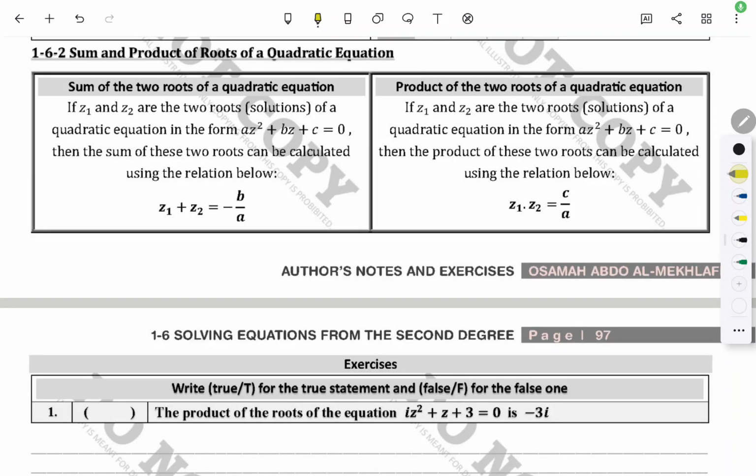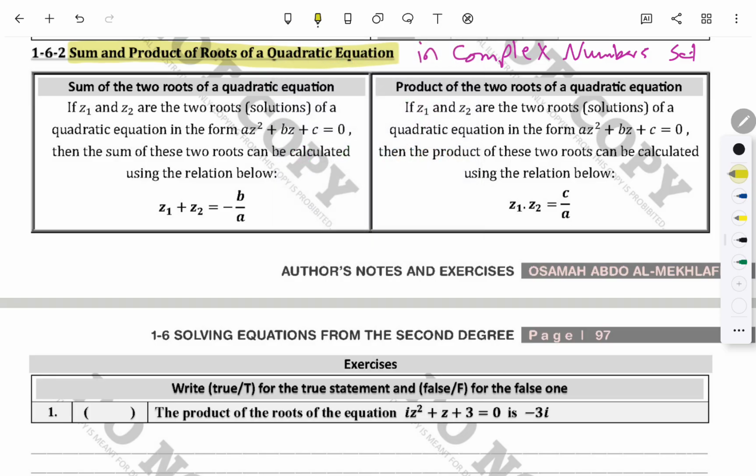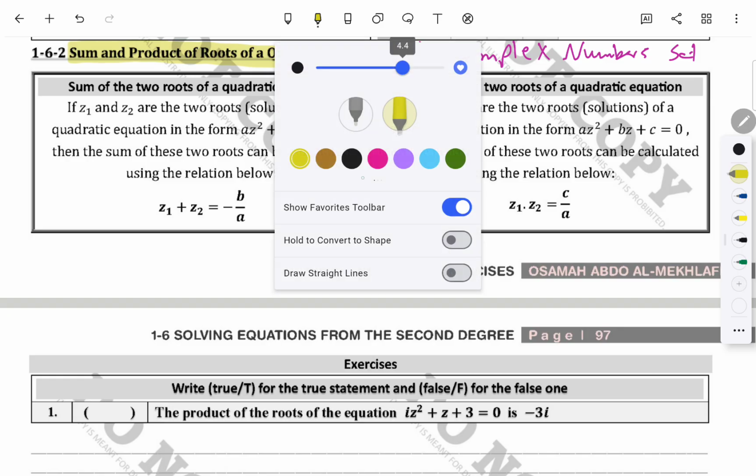Bismillah ar-Rahman ar-Rahim. This is teacher Iman explaining the sum and product of roots of a quadratic equation in the complex numbers set. So you will have two rules now talking about the sum and the product.